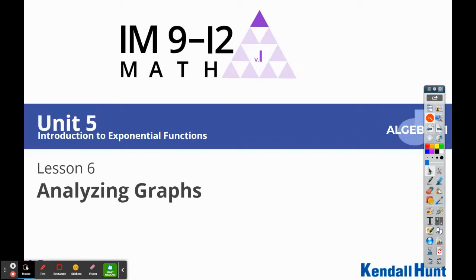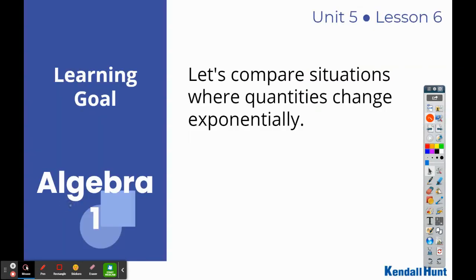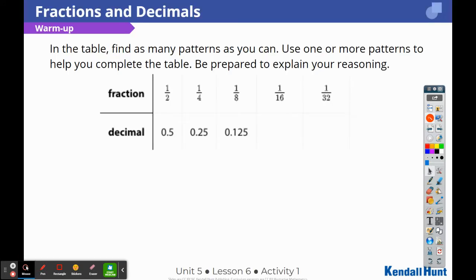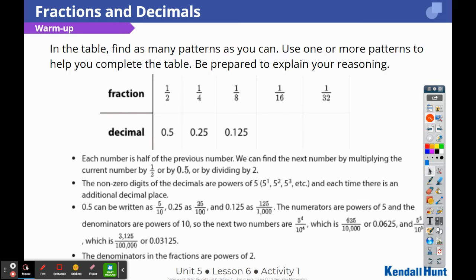So today we're going to do Unit 5, Lesson 6, Analyzing Graphs, and compare situations where quantities change exponentially. So in your warm-up, you need to look at this table and see if you notice any patterns. Some patterns that you might see is that each number is half of the previous number. You can get it by multiplying by 1/2 or dividing by 2.